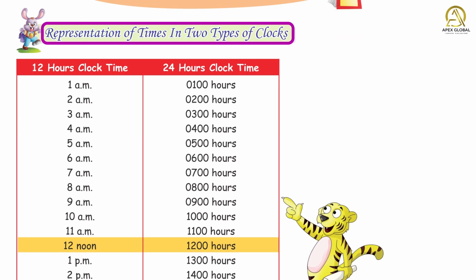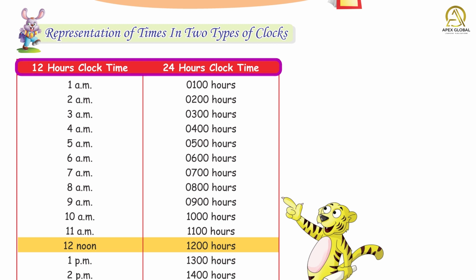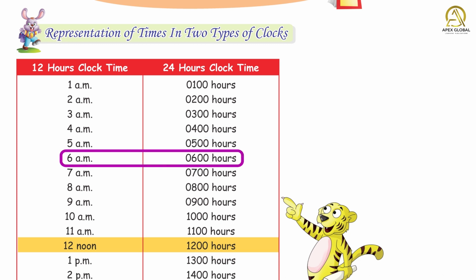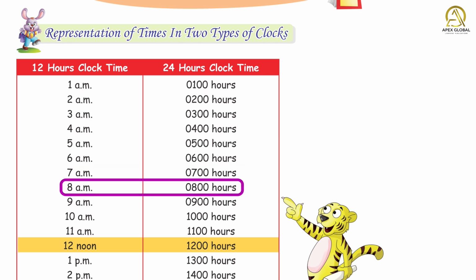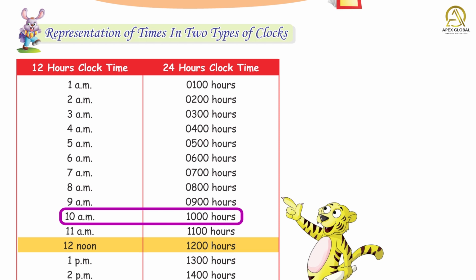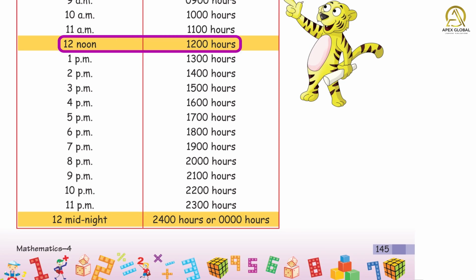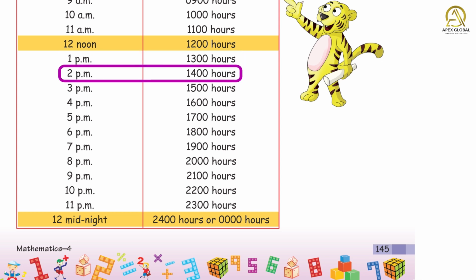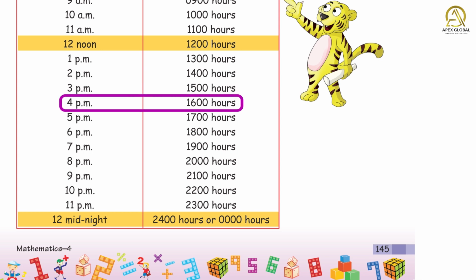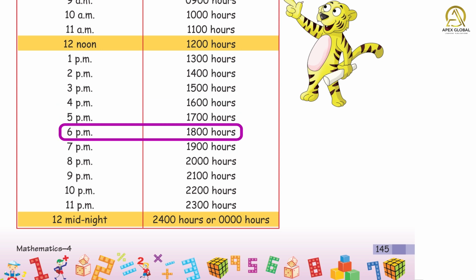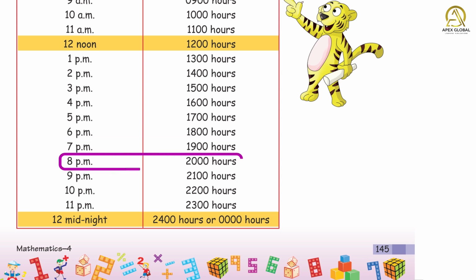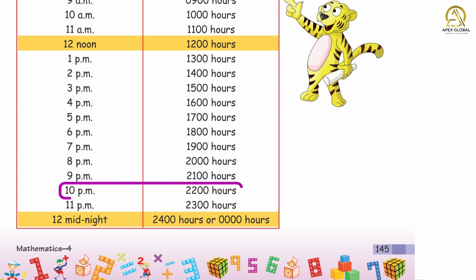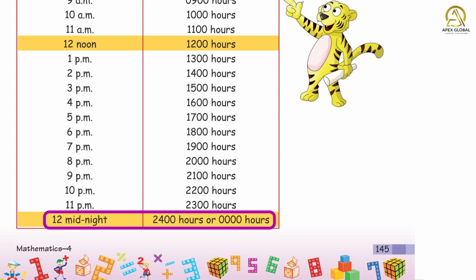Representation of times in 2 types of clocks: 12-hour clock time and 24-hour clock time. 1 am 100 hours, 2 am 200 hours, 3 am 300 hours, 4 am 400 hours, 5 am 500 hours, 6 am 600 hours, 7 am 700 hours, 8 am 800 hours, 9 am 900 hours, 10 am 1000 hours, 11 am 1100 hours, 12 noon 1200 hours, 1 pm 1300 hours, 2 pm 1400 hours, 3 pm 1500 hours, 4 pm 1600 hours, 5 pm 1700 hours, 6 pm 1800 hours, 7 pm 1900 hours, 8 pm 2000 hours, 9 pm 2100 hours, 10 pm 2200 hours, 11 pm 2300 hours, 12 midnight 2400 hours or 0000 hours.